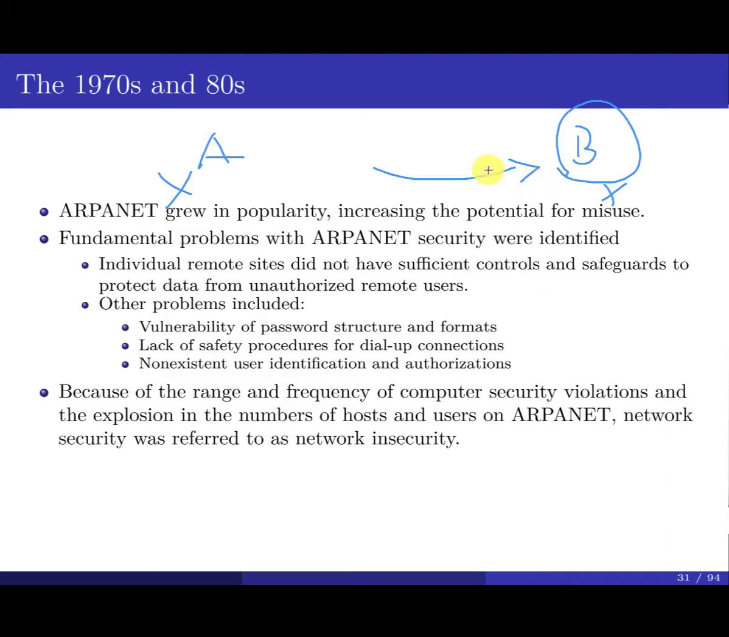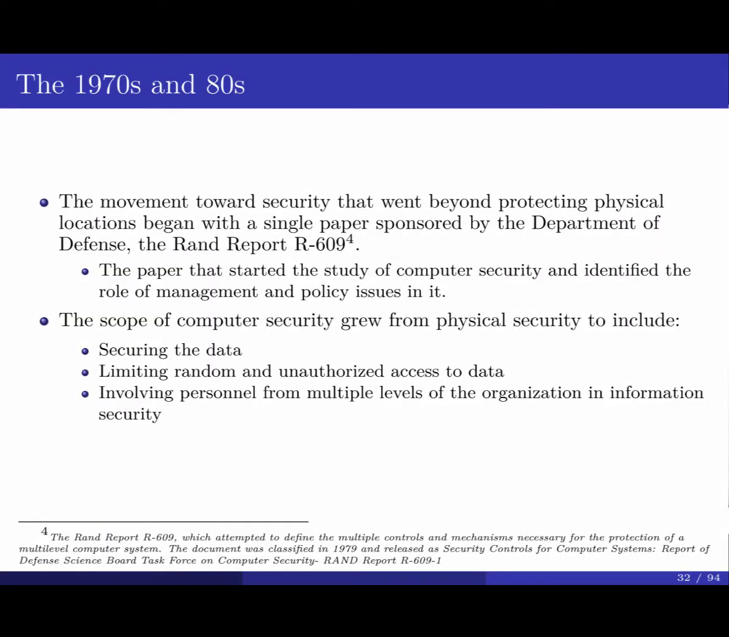Remember, it's easy to find someone physically standing here to check who can access the system. It's easy, you have a guard. But for the remote user, you didn't have this option, this security mechanism, at that time. So from the 1970s and 80s, the movement toward security went beyond the protection of the physical location. Now we have online or remote users trying to access information on the server.